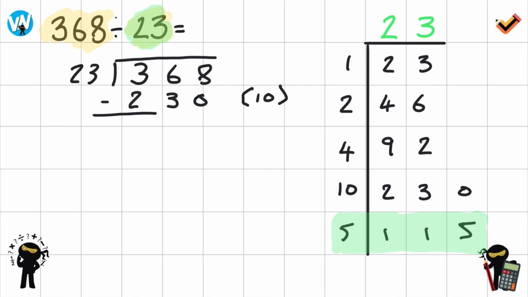So again, it's a very simple subtraction. 8 take away 0 is 8. 6 take away 3 is 3. 3 take away 2 is 1. So that leaves me with 138.